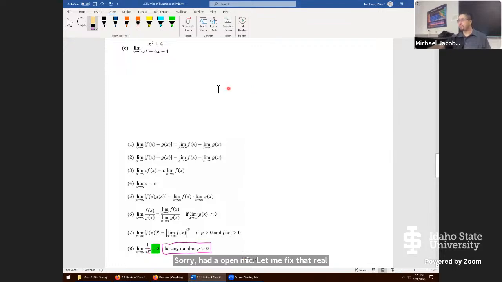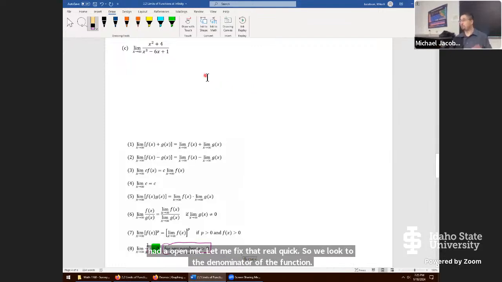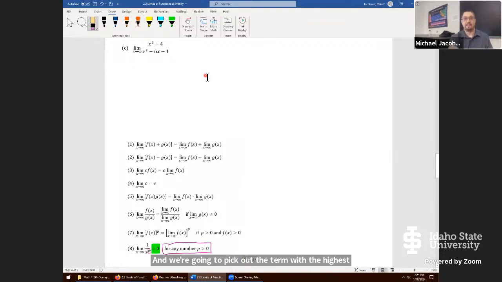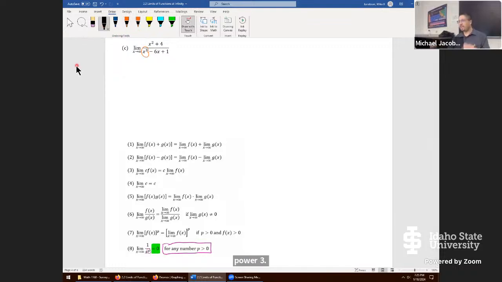So we look to the denominator of the function, and we're going to pick out the term with the highest power, exclude any coefficients that might be there. To start off the strategy, that means in the denominator, we're very interested in that term, the x power 3. Everything will get divided by it, and that's how we'll kick off the process. After we divide everything by x power 3, we just go to limit law 8 and any other limit laws we need, and we finish off the limit.